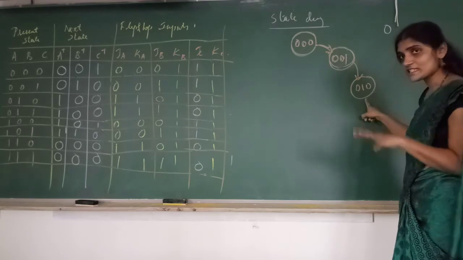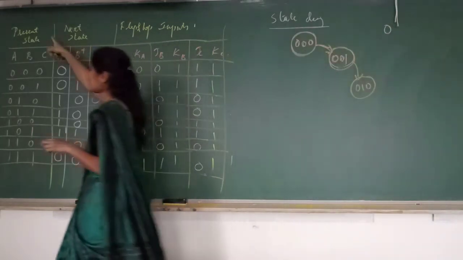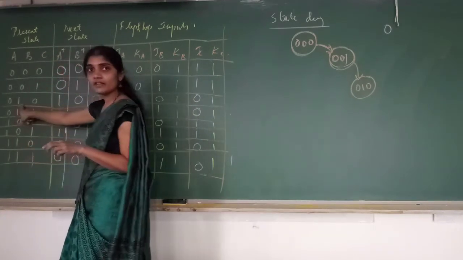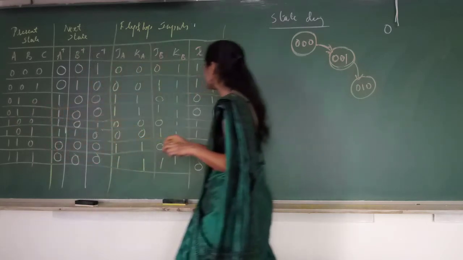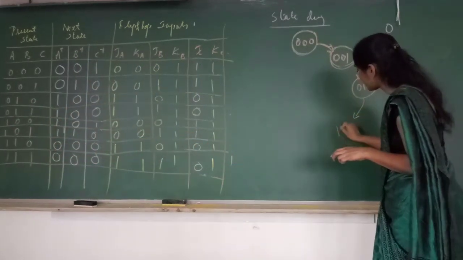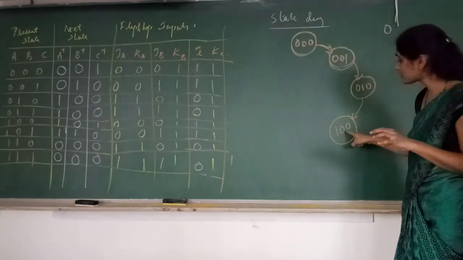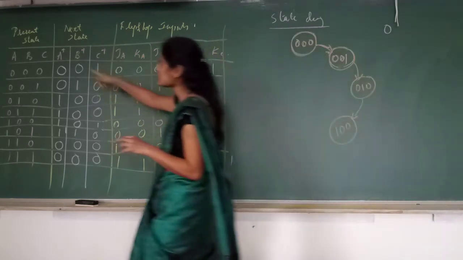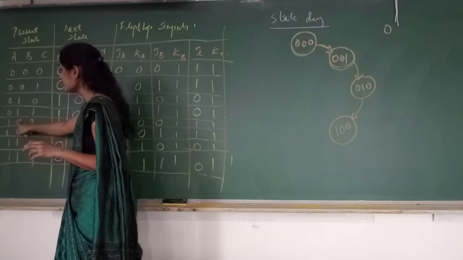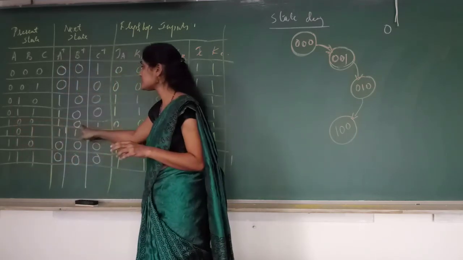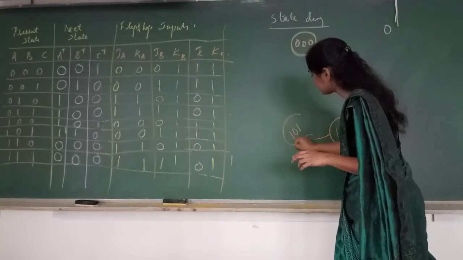Now the counter is in present state, what is that? 0 1 0. In the present state column, search for 0 1 0. So here we have 0 1 0. If 0 1 0 is the present state, what is the next state? 1 0 0. Now the counter is in present state 1 0 0. In the present state column, search for 1 0 0. This is 1 0 0. If the counter is in 1 0 0, what is the next state? 1 0 1. So next state is 1 0 1.